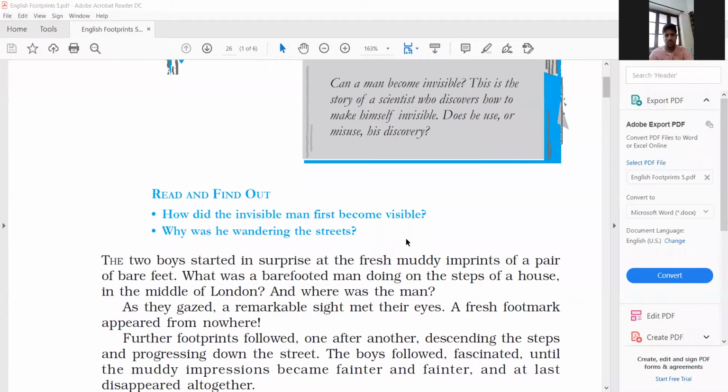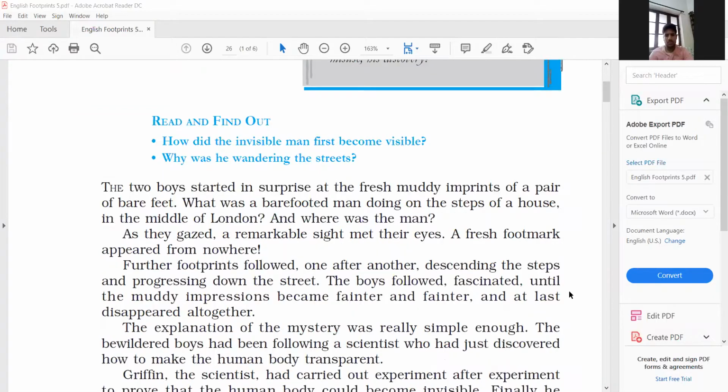As they gazed, a remarkable sight met their eyes. As they were looking at that footprint, what did they see? A fresh footmark appeared from nowhere. They couldn't see where it was coming from. And all of a sudden, right there in front of them, they saw another pair of footprints.